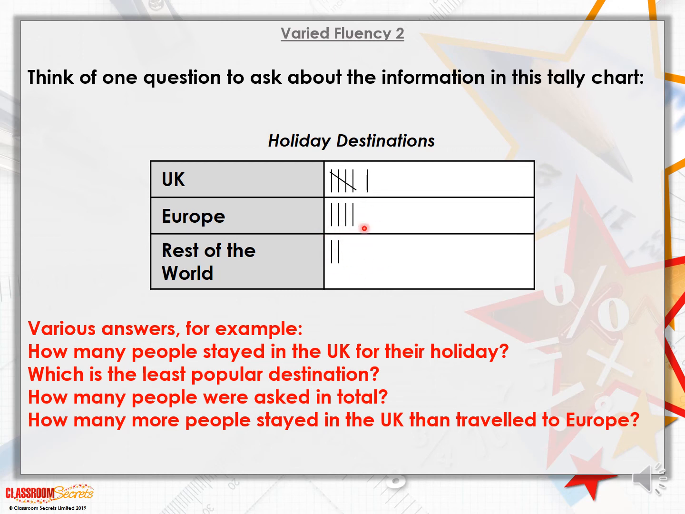Europe has 4 and the UK has 6. And we can almost do the inverse of that. We could ask which is the most popular destination, and that would be the UK because that's the most. How many people were asked in total?